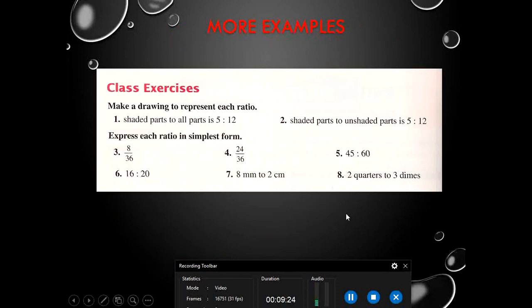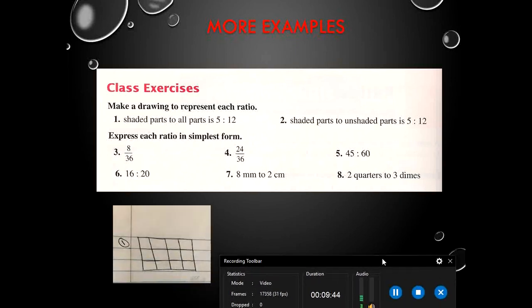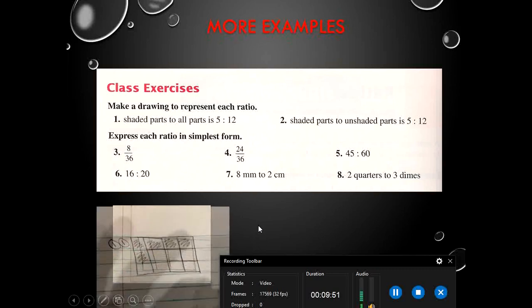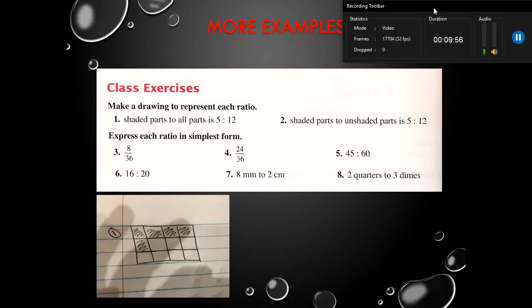For the last part, we're going to write ratios based on the description that they provide. So in number 1, they're talking about shaded parts to all parts. So the all parts is important. All parts is listed second. The number 12 is listed second, so I know that there's 12 parts in my diagram. So what I did is I drew a rectangle, which is a 3x4, so I can see there's 12 boxes. And then I'm going to shade 5 of them so that I can maintain the ratio of 5 to 12.